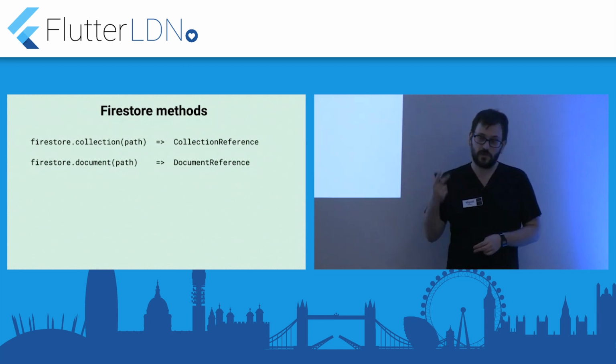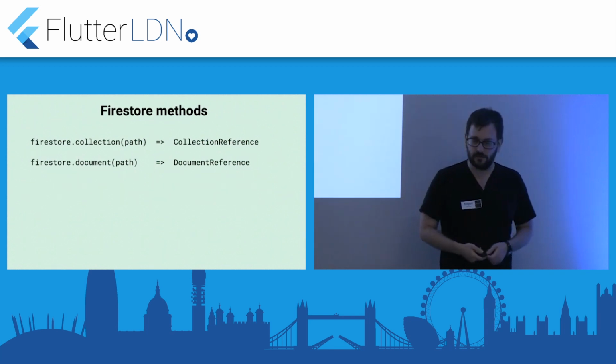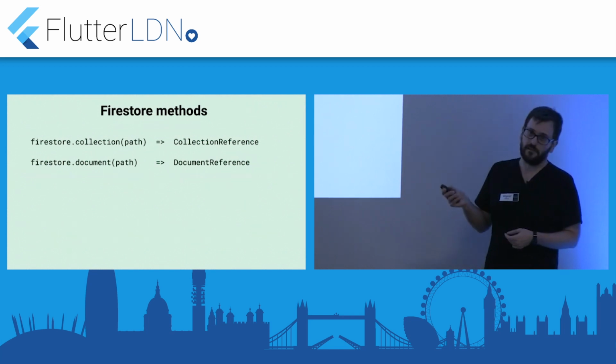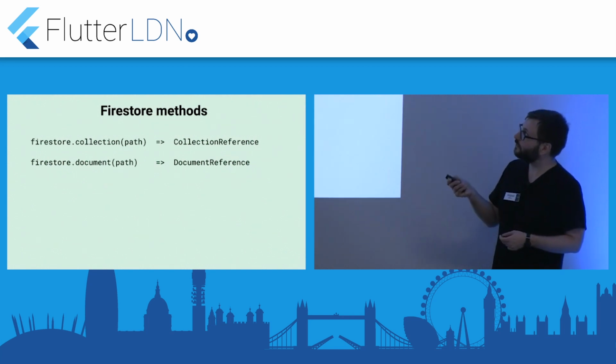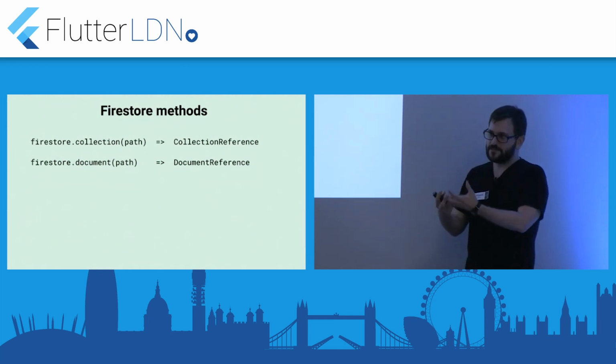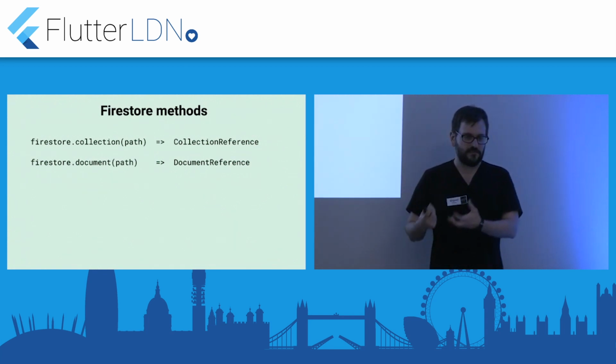Firestore has two important methods, collection and document. And you can probably guess what they do. They both get a path and they both return a reference to something. One returns a collection reference, and the other a document reference. With this reference, you don't have the document yet, you actually need to request it from this reference.